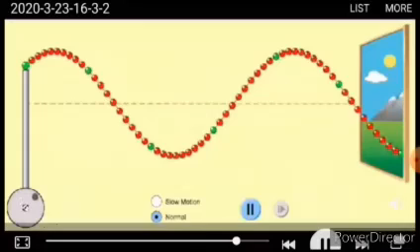you should change the material or the medium propagating the wave.